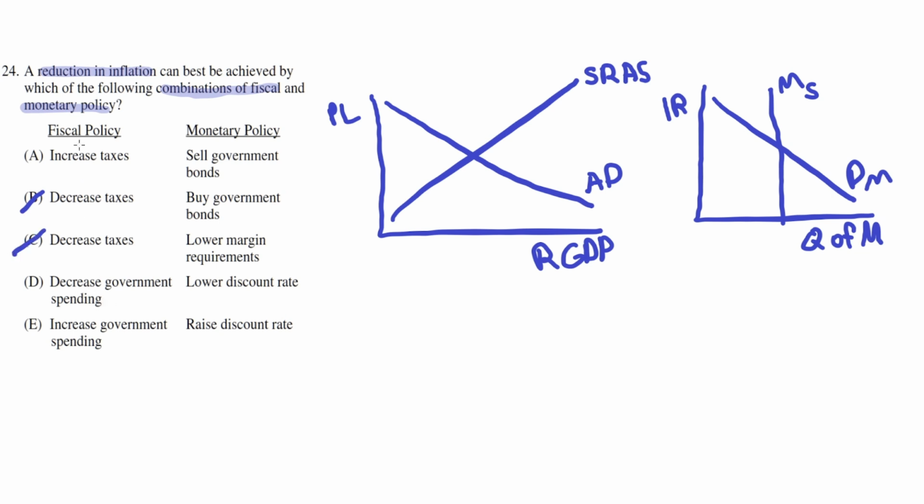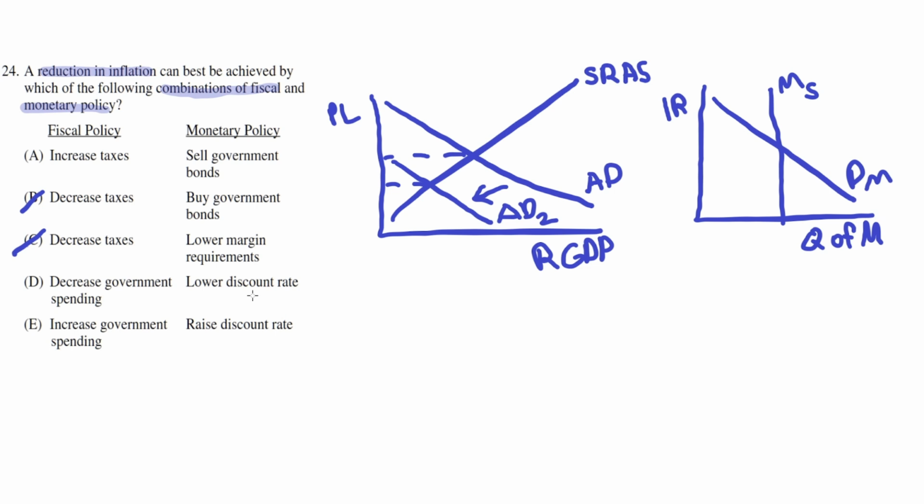Decrease government spending for fiscal policy and lowering the discount rate. So decreasing government spending would directly result in a shift to the left of the aggregate demand curve, because government spending is a direct contributor to the aggregate demand. And this is good because this would result in a decrease in the price level, because initially the price level is up here, now it is down here.